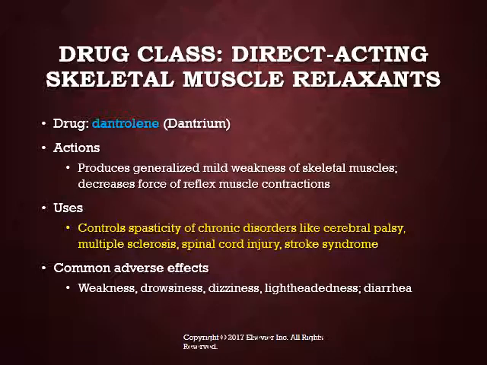Direct acting skeletal muscle relaxants include your dantrolene. This controls the spasticity of chronic disorders such as cerebral palsy, multiple sclerosis, spinal cord injuries. It acts directly on the skeletal muscle. It produces mild weakness of the skeletal muscles and decreases the force of contraction and the reflexes and spasticity.